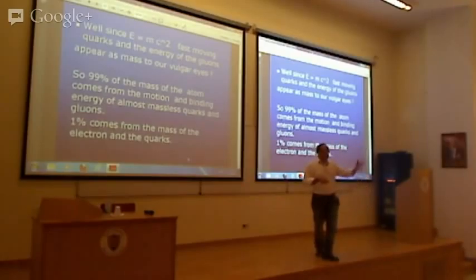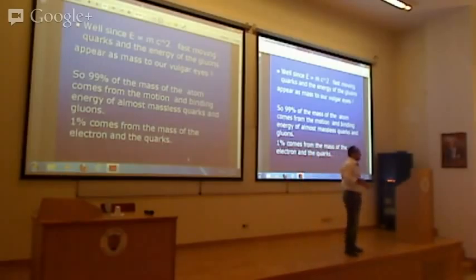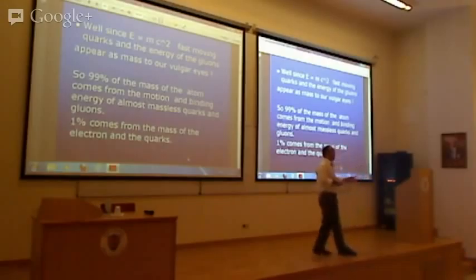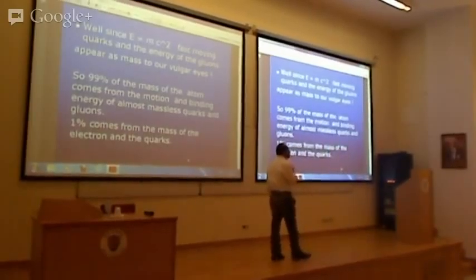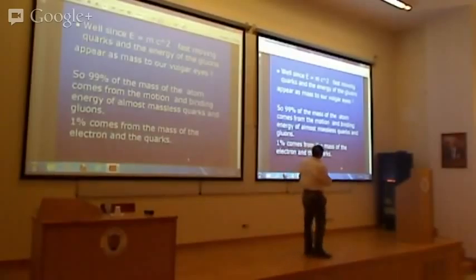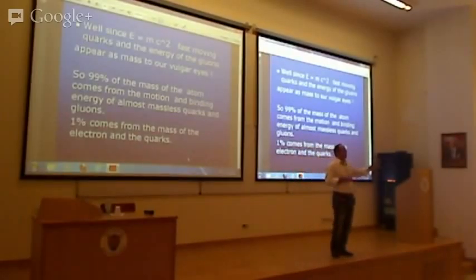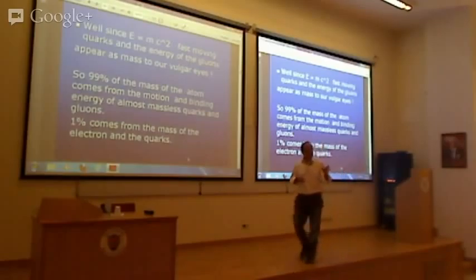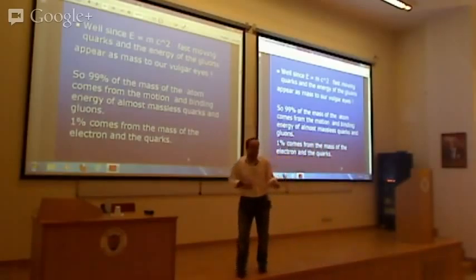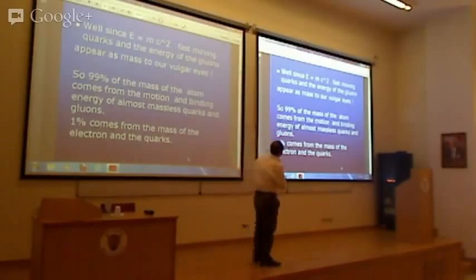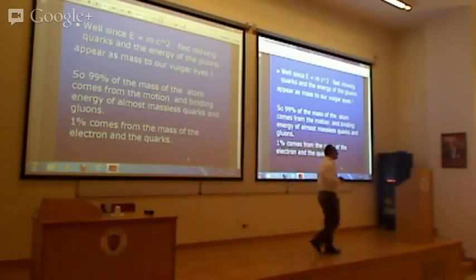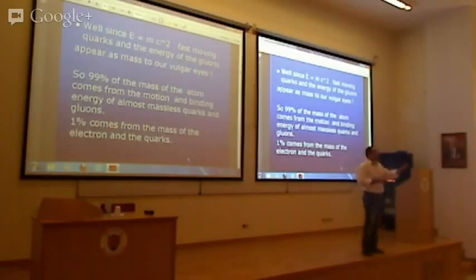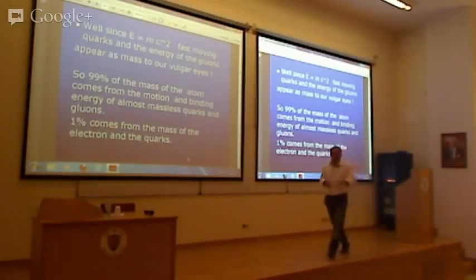Electric field squared, for example, in this room, gives the energy of the electromagnetic field, E squared plus B squared, electric field squared, magnetic field squared. You have the same thing inside the proton, so essentially the mass of the proton comes from the kinetic energy of the quarks and the binding energy of massless things. You can say that 99% of the mass of the atom comes from motion and binding energy of almost massless quarks and gluons. Okay, so that is 99%. That is important.